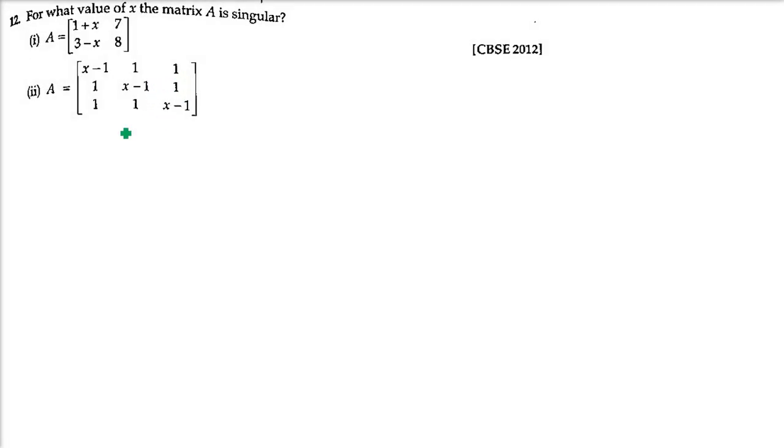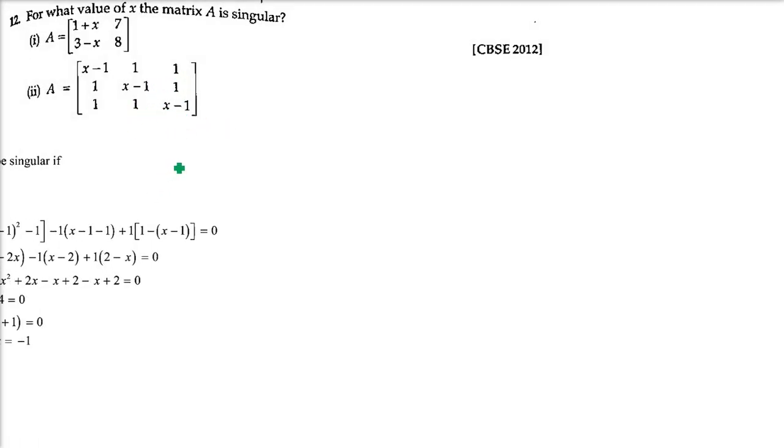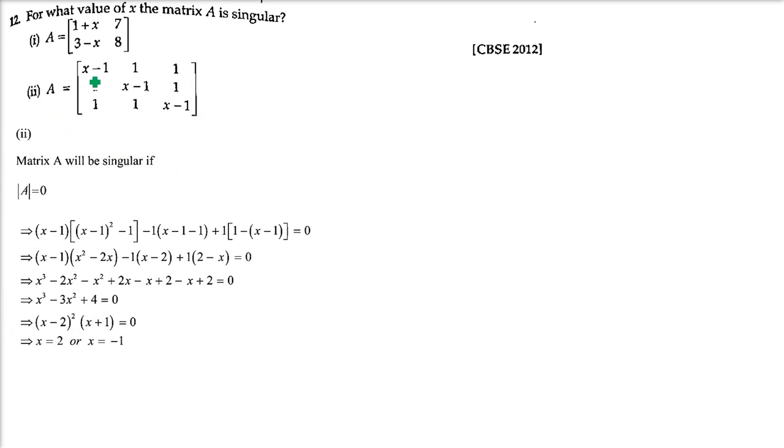Now we are taking the second one. Same thing we are going to do. That is, the determinant of A should be 0. Then only matrix A will be singular. So x minus 1, I am opening it through the first row.